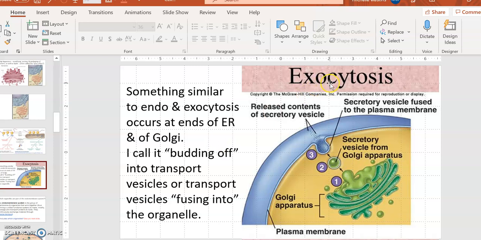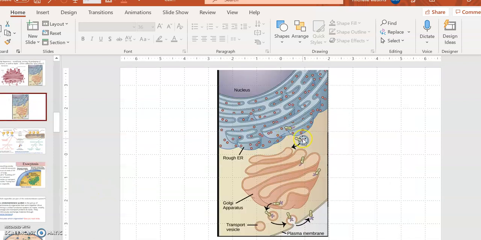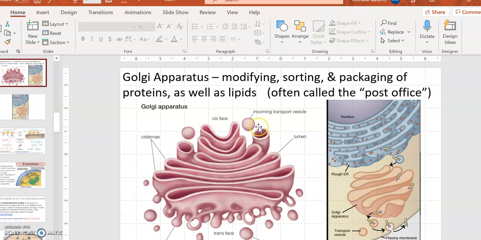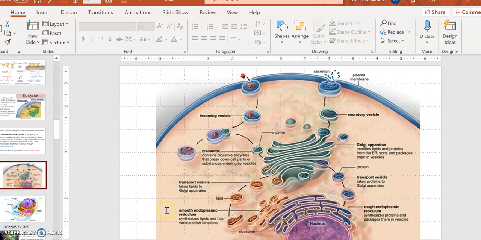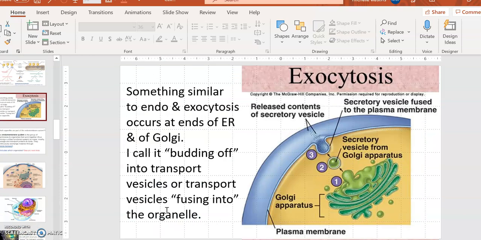These are all the same thing at different moments of time. This is exocytosis when it's being secreted, but something very similar to endocytosis and exocytosis is occurring continuously on the ER and the Golgi bodies. I call it budding off or fusing into, right? There's this continuous budding off or fusing onto the Golgi bodies and the ER. You can see it again here, right? This one's about to fuse, etc. This one is budding off. These are just starting to bud off, and so on. Okay, I think you get it. I just want to make sure you've got a real visual image of it.